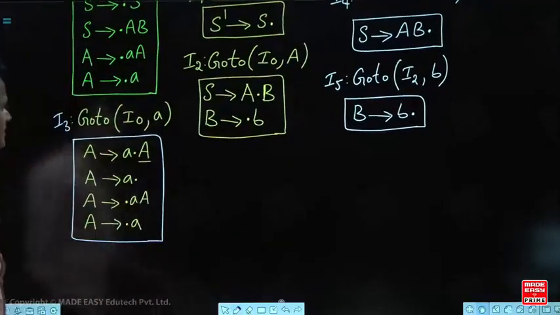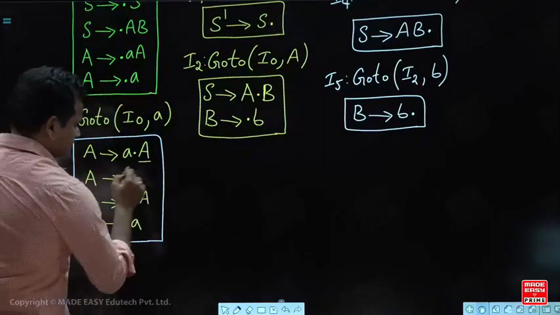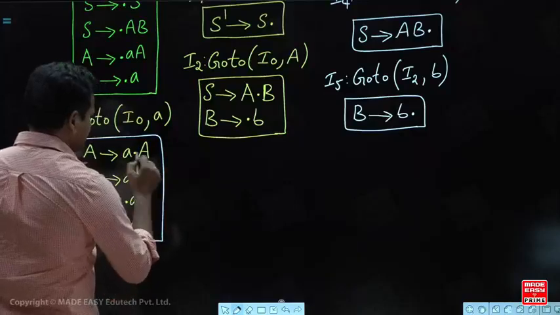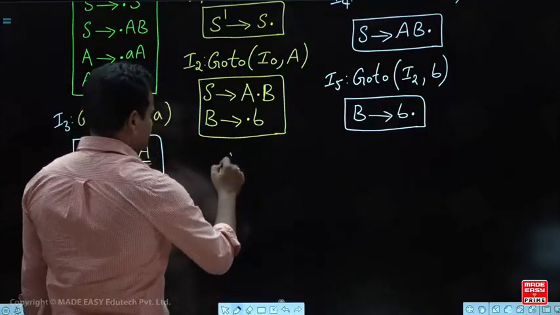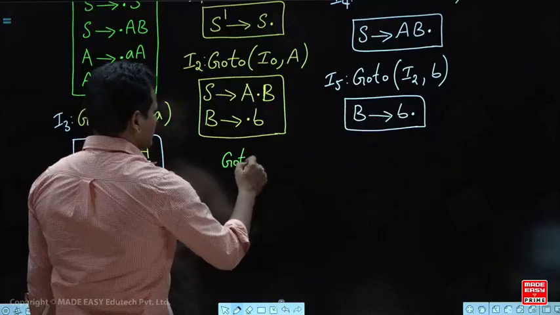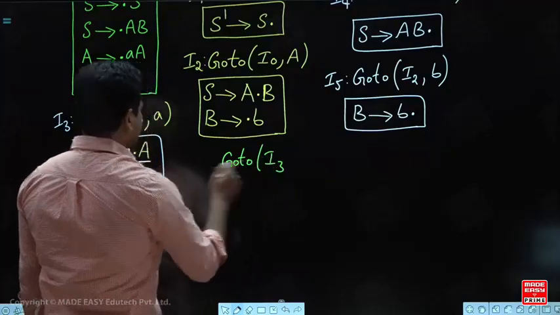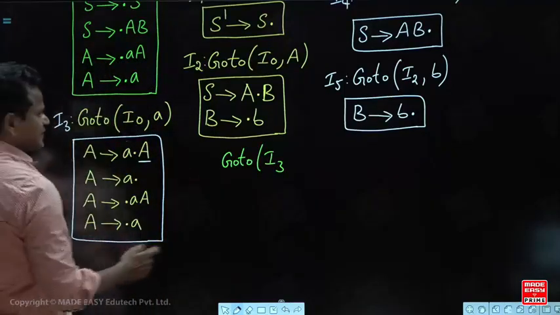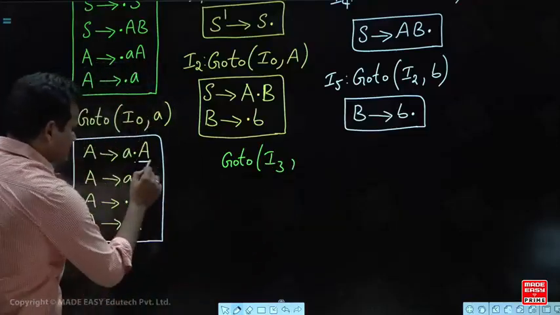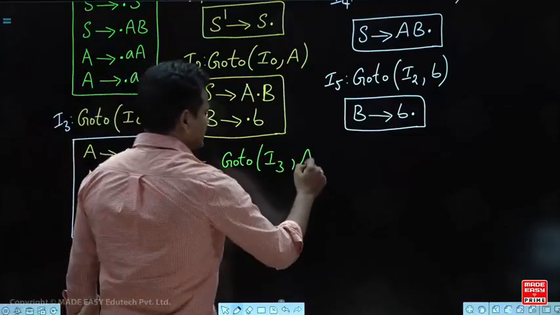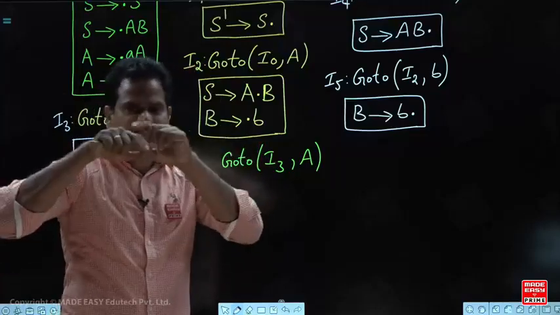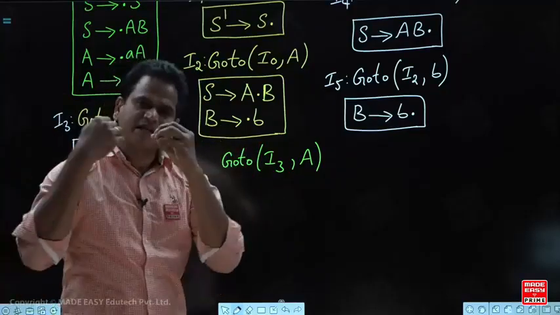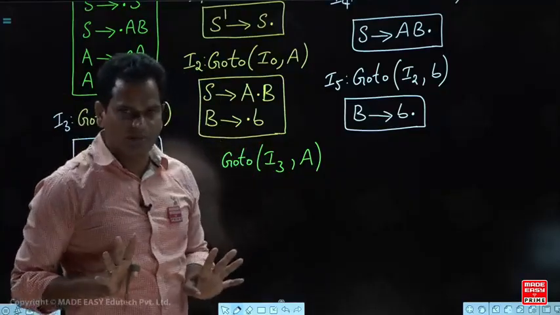Now close this one. I2 is completed. Now come to I3. This is the I3, the shift symbol. I am writing go to of, what is the name of the state? I3. And what is the shift symbol here? A. For every shift symbol, in whatever state you are taking, you must write the go to operation.